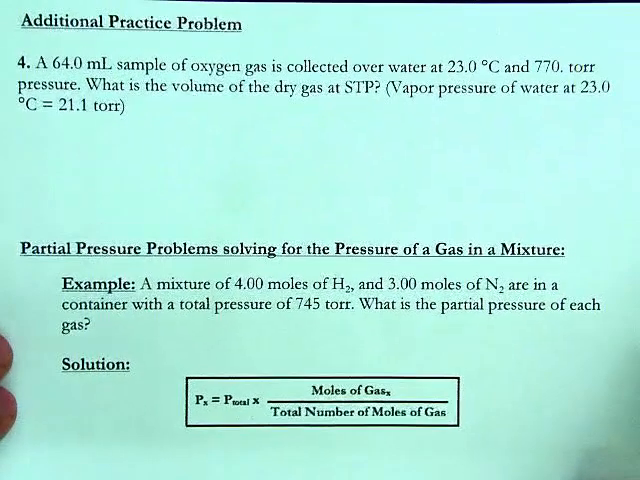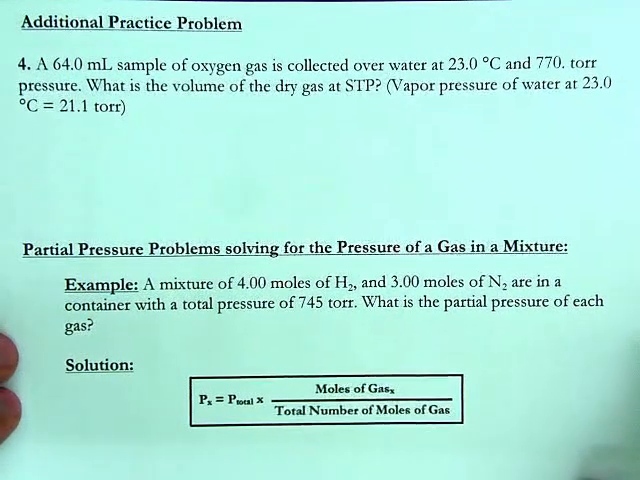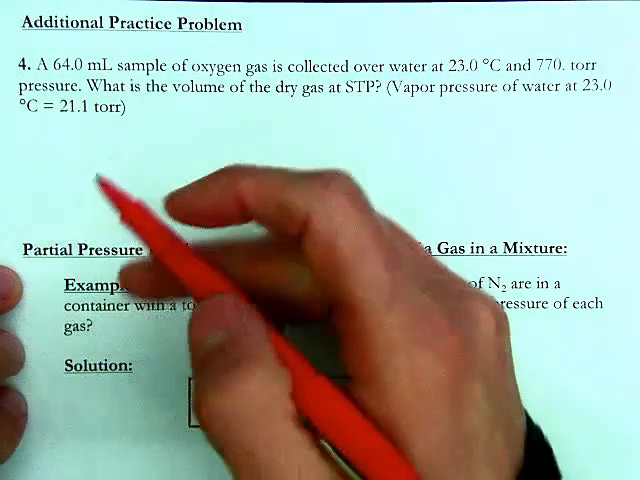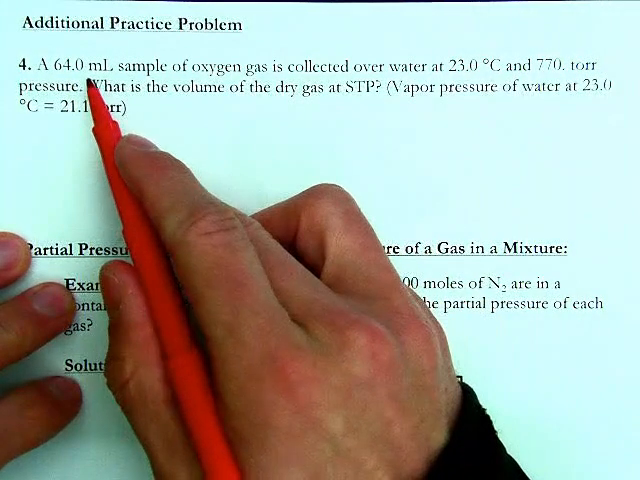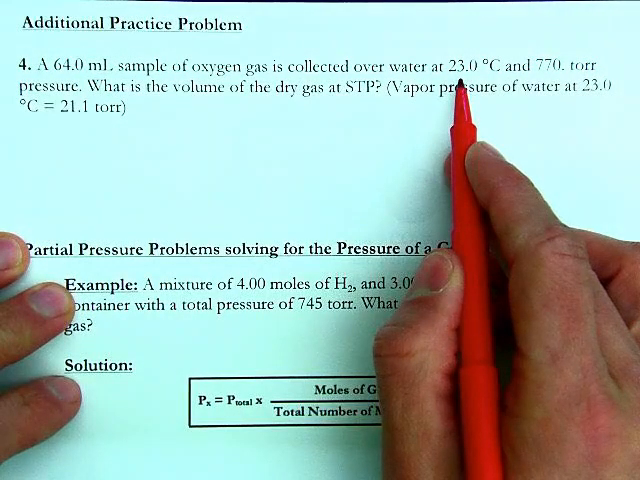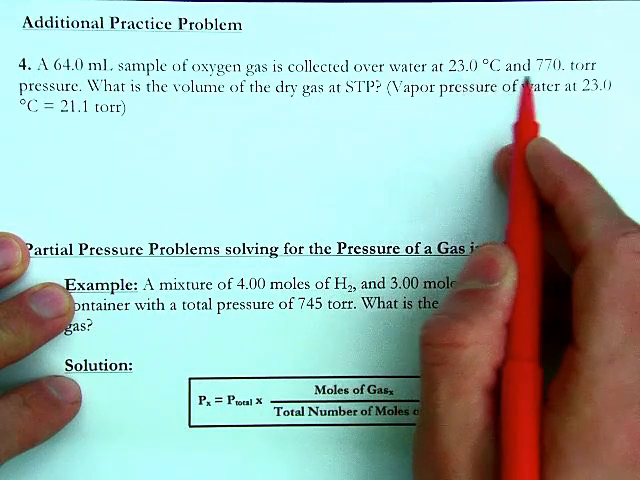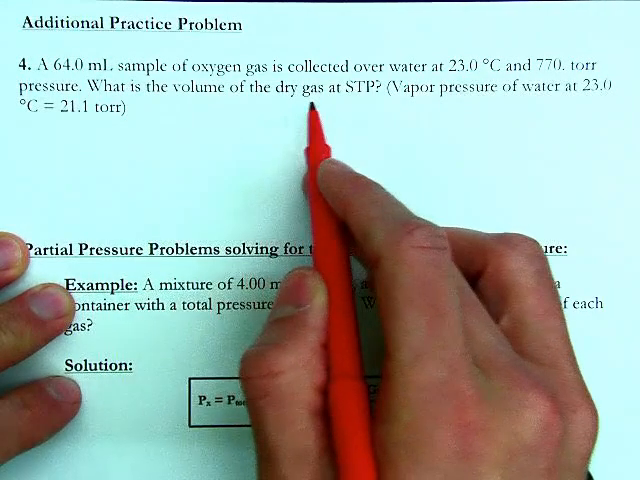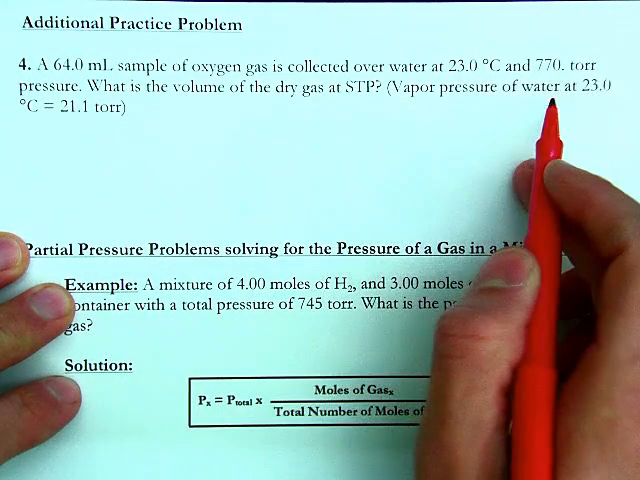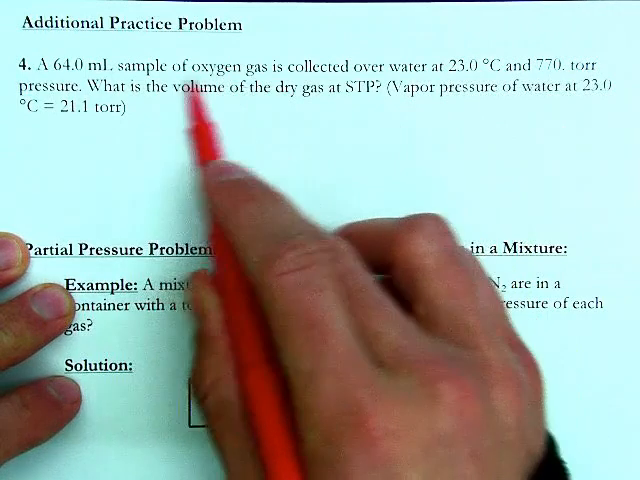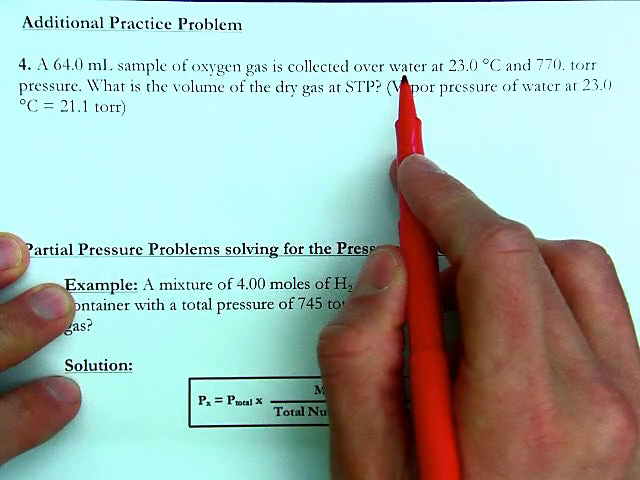We're going to do another one of those problems. All right, I'll do this one a little bit quicker. So you have a volume collected over water at a certain temperature and pressure. What's the volume of the dry gas at STP? And they give you the vapor pressure. So again, this is a mixture of gases because it's collected over water.